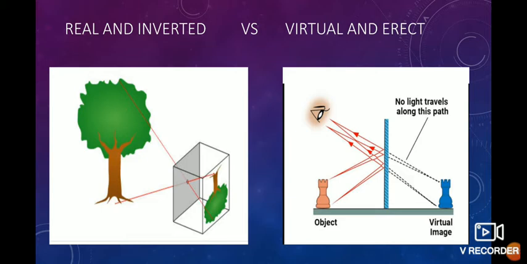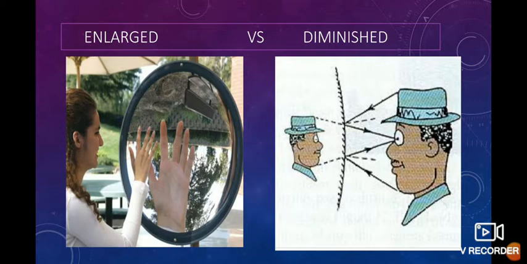So in the first picture, in the pinhole camera, you get a real and an inverted image. When you see in a plain mirror, what you get is a virtual and erect image.